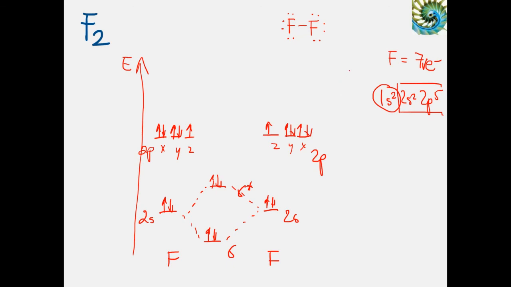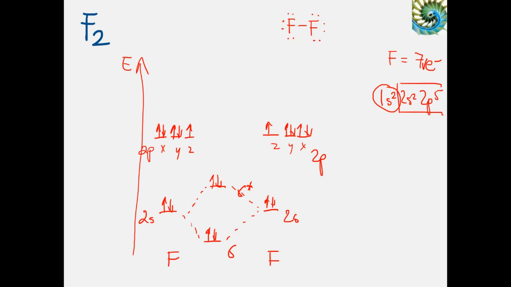Okay, let me finish drawing the whole structure here, and then it will become clear to you why it is this way or the other way. So in here, what happens is that we have 2p orbitals now, x, y, and z.